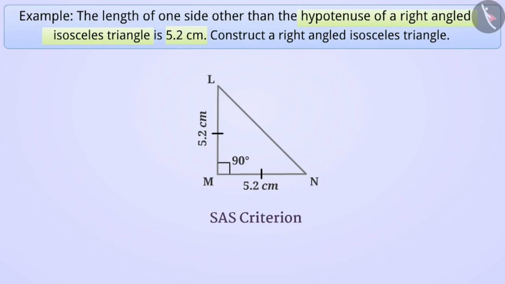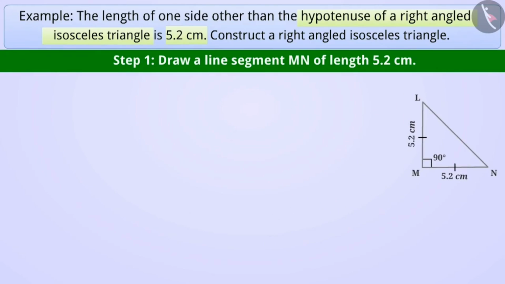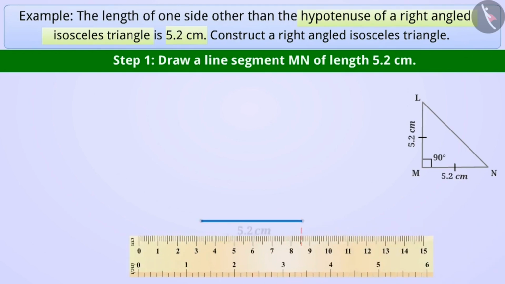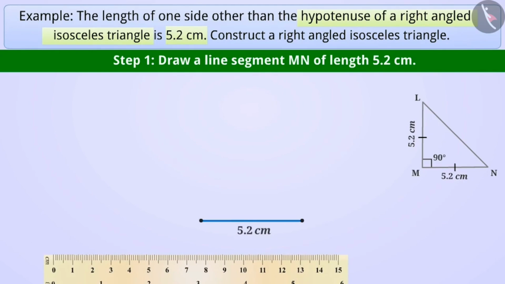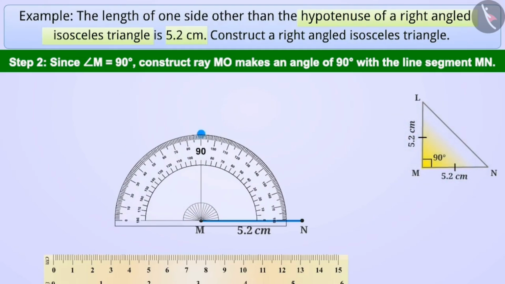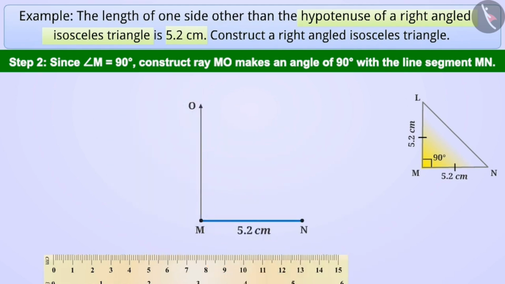Now let's construct triangle LMN. Step 1. First, with the help of a ruler, draw a line segment MN of length 5.2 centimeters. Step 2. As we know, angle M measures 90 degrees. We will draw the ray MO. The ray MO forms an angle of 90 degrees with the line segment MN.